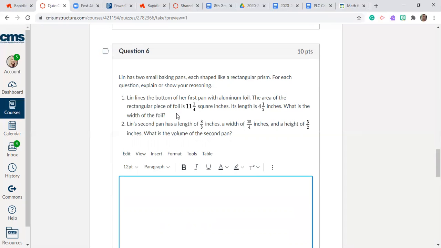So right now in your notebooks, go ahead and draw a rectangle to represent the bottom of this pan. Now label one side with the length of 4.5 inches. And then it looks like we don't know the width. So label the width with a question mark. Now it tells us what the area is. The area is 11 1/4. Go ahead and pause the video and do your work for question number 1. You are looking for the width.